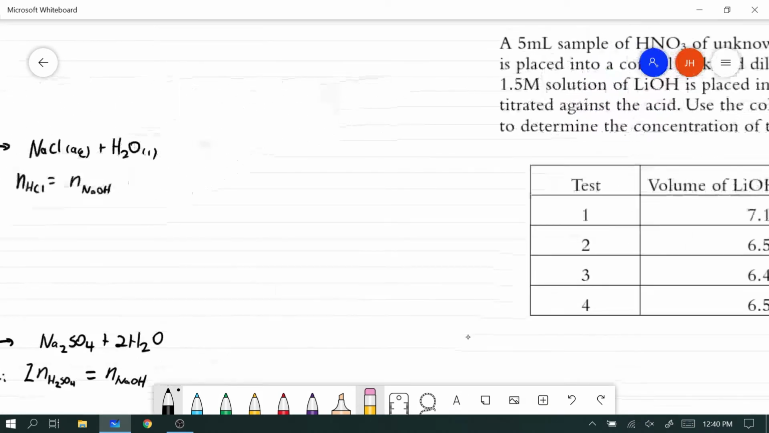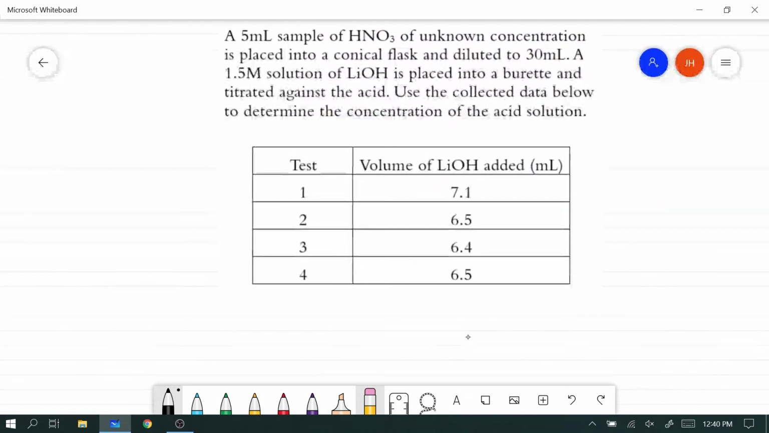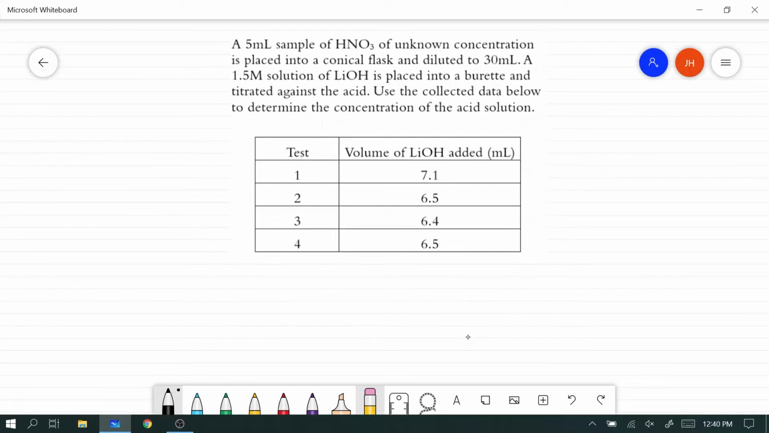So moving over and maybe applying that to a question. Here we have a 5 ml sample of nitric acid. We don't know its concentration. It's being put into a conical flask and being diluted to 30 mL. We then have a 1.5 molar solution of lithium hydroxide. That's going into a burette and it's being titrated against the acid. We need to use the data below to try and figure out the concentration of our acid solution.